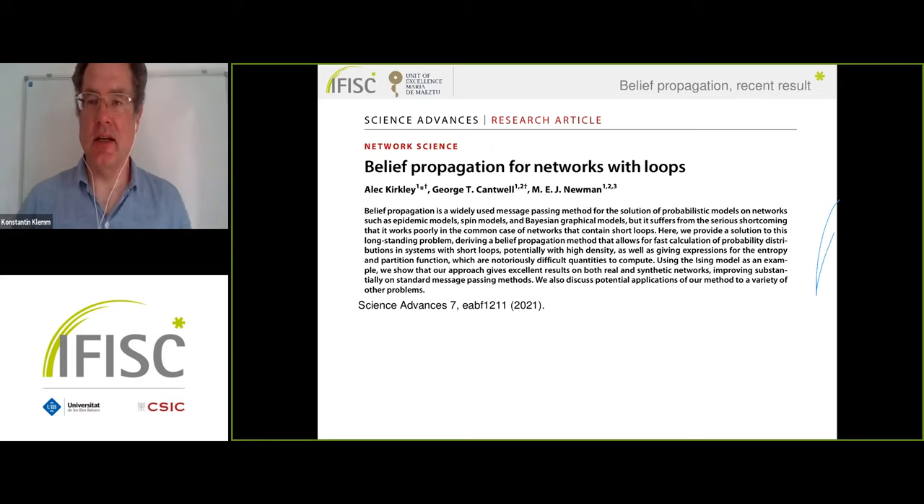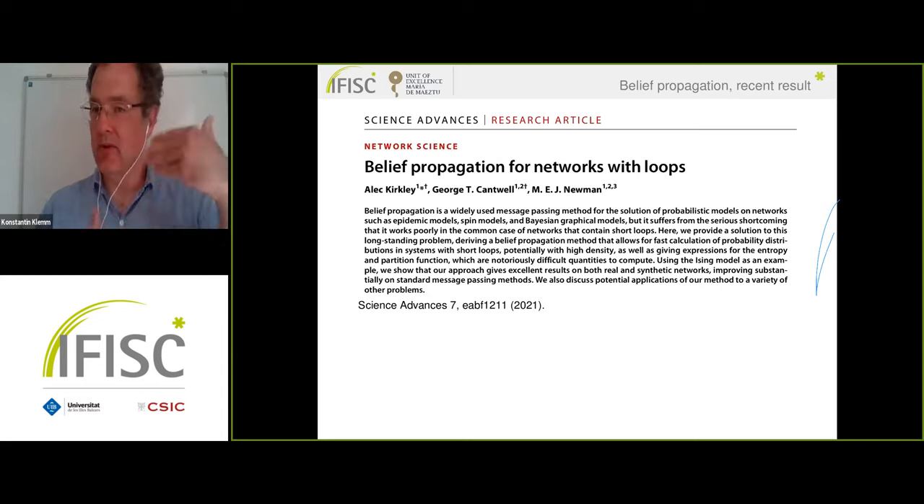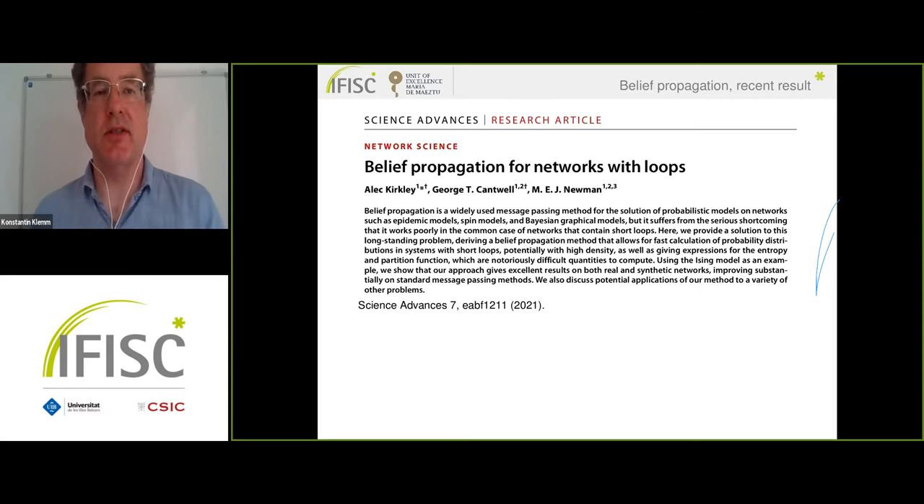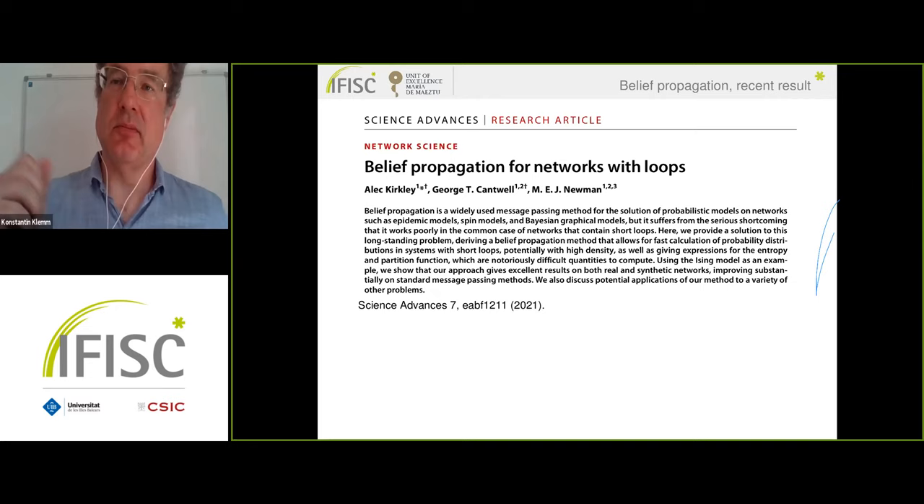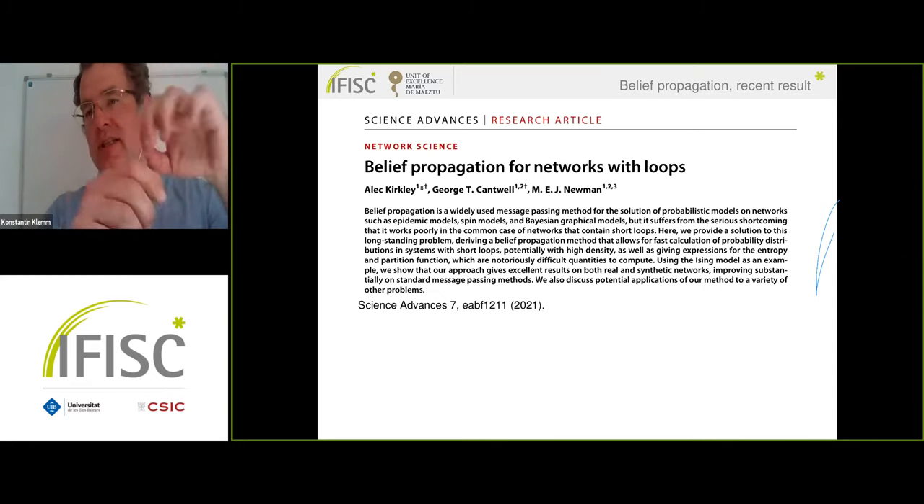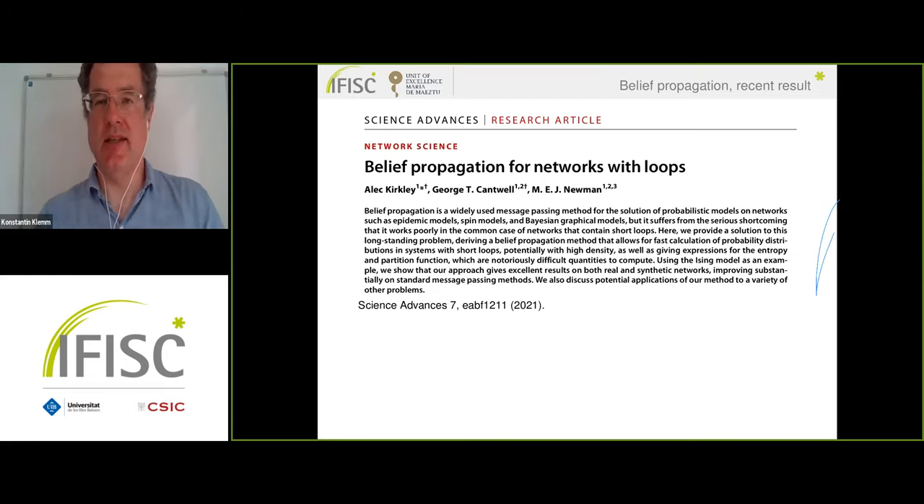Okay, so there was a recent publication coming with an innovation on this type of algorithm. This spring in Science Advances by Kirkley, Cantwell, and Newman, so the networks, Mark Newman. So what they do is, okay, they do this belief propagation, and then as an extension, they also take into account a certain amount of short loops, short cycles. So exactly these objects that violate the tree condition. For a certain specific class of networks that have only loops locally around nodes, that algorithm is actually exact.